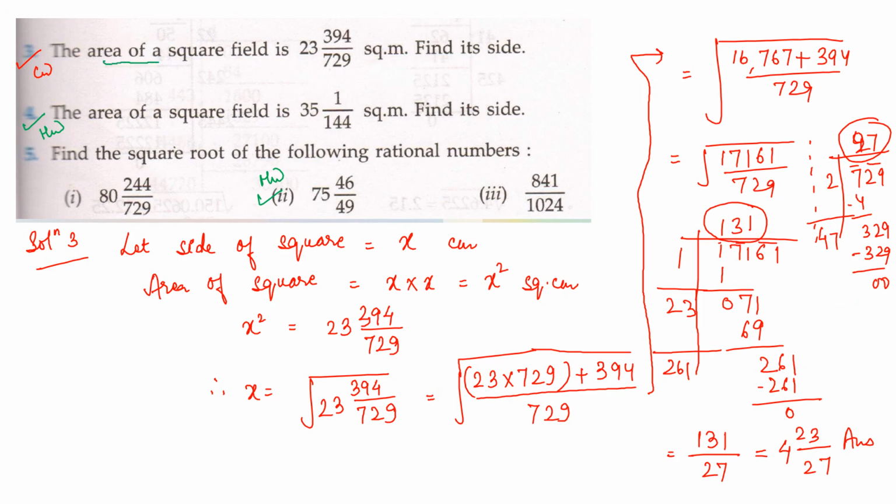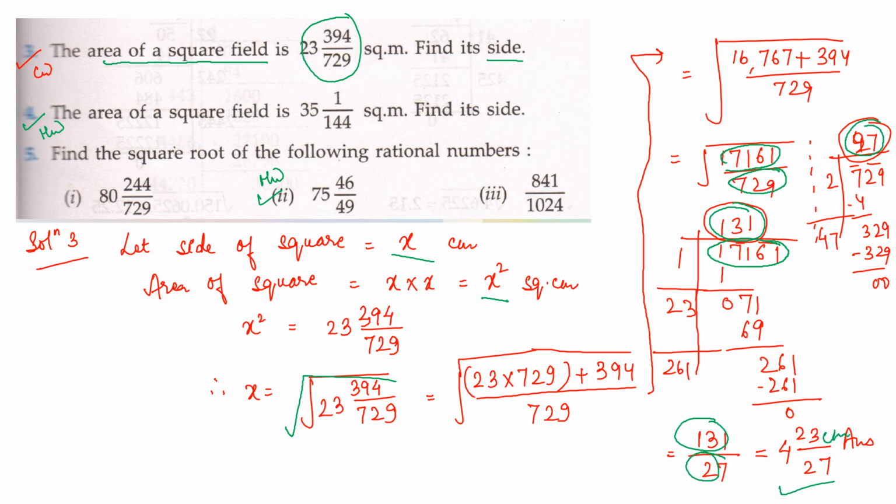Question number 3: to find the area of the square field. The area of the square field is this much; find its side. Now we know that if I assume the side as x, then the area will be x square. So x square is 23 whole 394 by 729. So x will be root over 23 whole 394 by 729. On solving, we got root over 17161 by 729, and the square root of 17161 is 131 and for 729 it is 27. So writing 131 by 27, simplifying, this is the answer in centimeters, because it is the side of the square.